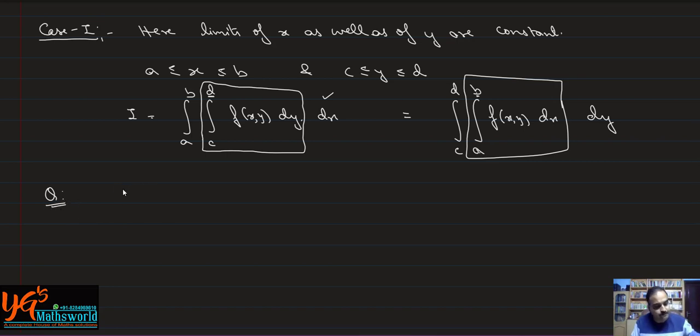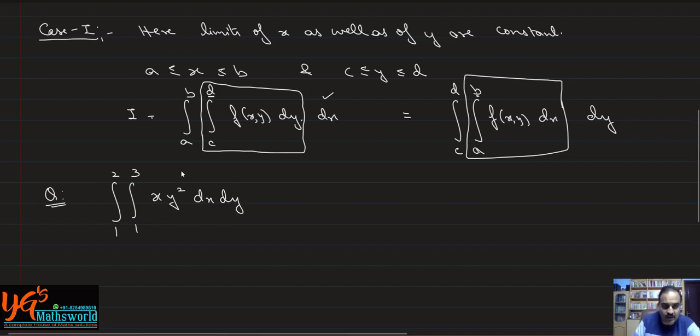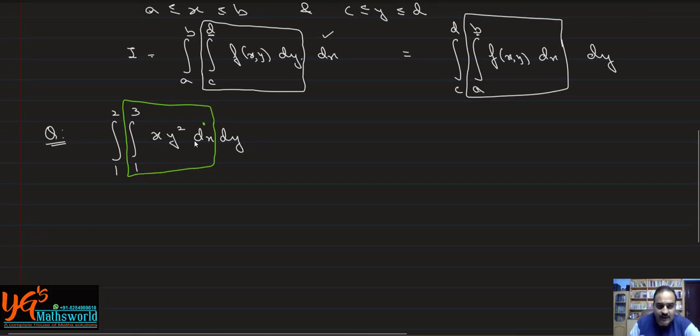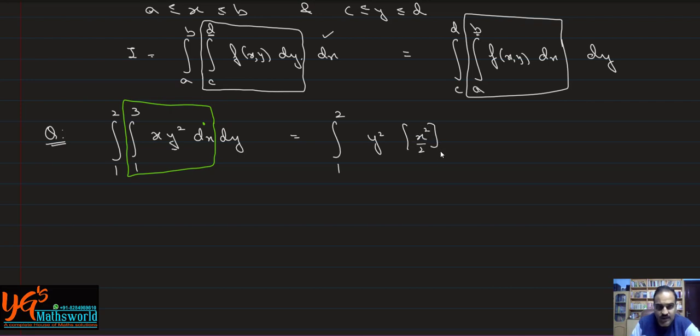Now for this let us take question number 1. We have to evaluate integral 1 to 2, then 1 to 3, of x y square dx dy. So clearly the first part is with respect to x, so we integrate with respect to x and then with respect to y. When we are integrating with respect to x, y is kept as a constant. So integral of x will be x square by 2 within the limits 1 to 3, and dy.